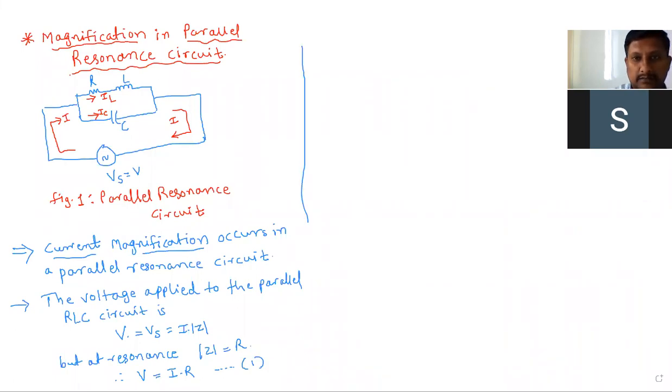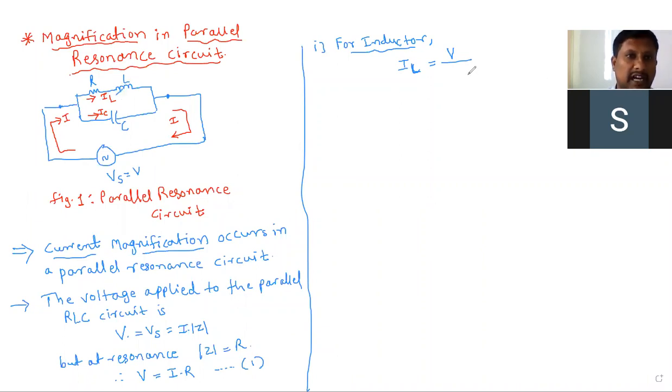The next one, for the inductor: what is the value of the current IL? The voltage across these two points always remains the same. So the voltage across this branch and this branch is V. Therefore IL is equal to the total voltage V divided by the impedance. What is the impedance of the inductor? R is considered very small, so we can consider only R plus jXL.